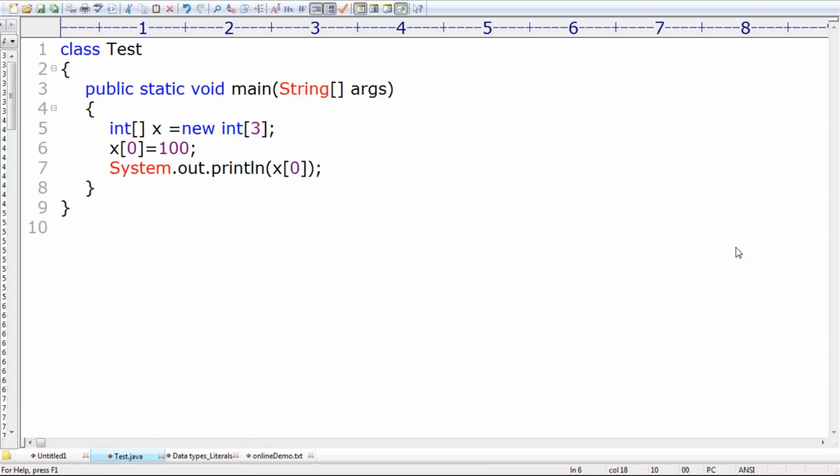In which scenario do we do explicit typecasting? Very simple. Suppose I have a method that always accepts only an int value, but I have a long value. If you still want to call that method, then compulsorily I have to convert this long value explicitly into int type, and then call that method. Are you able to understand, Kalyan?